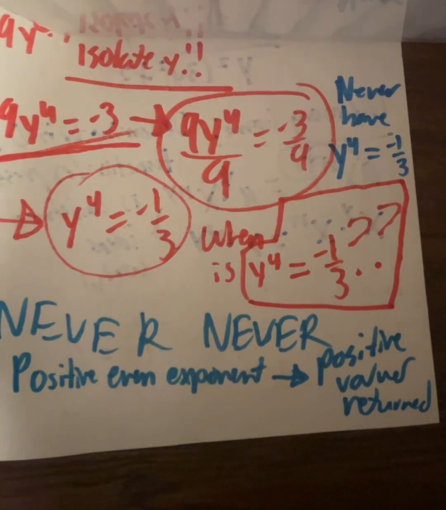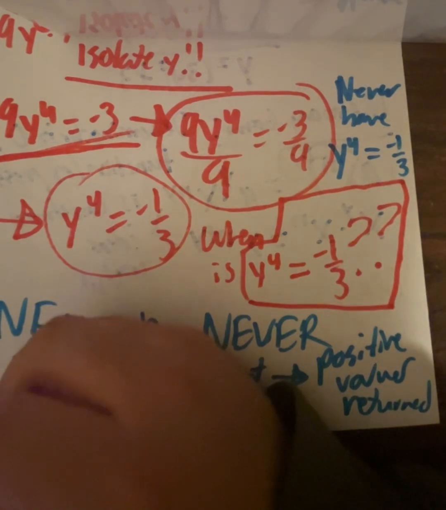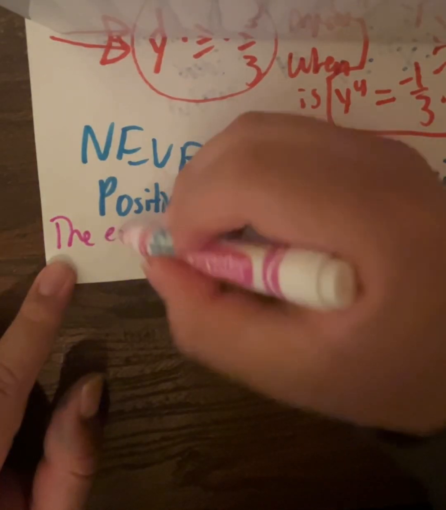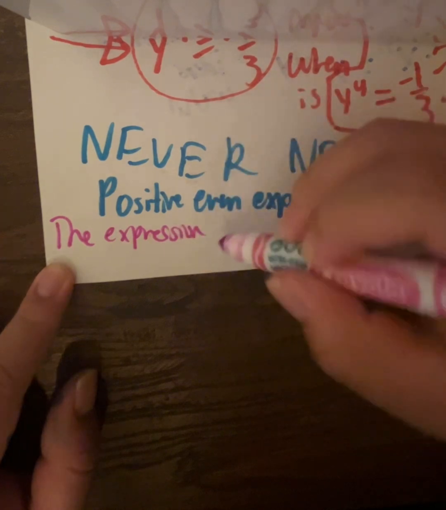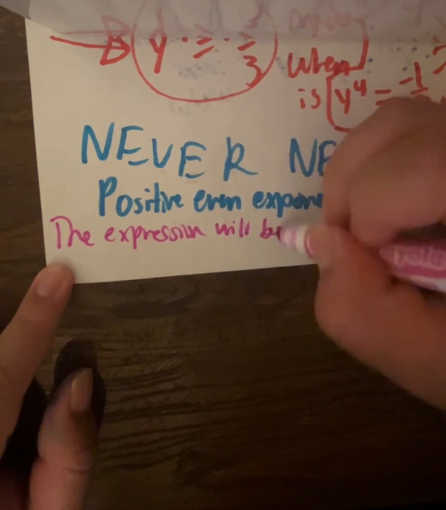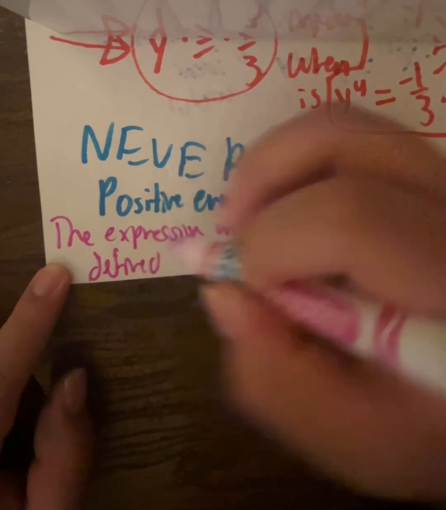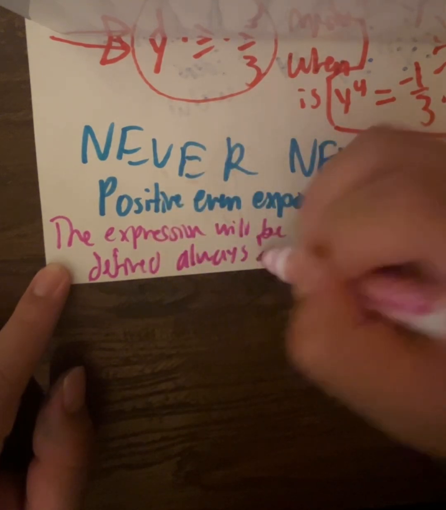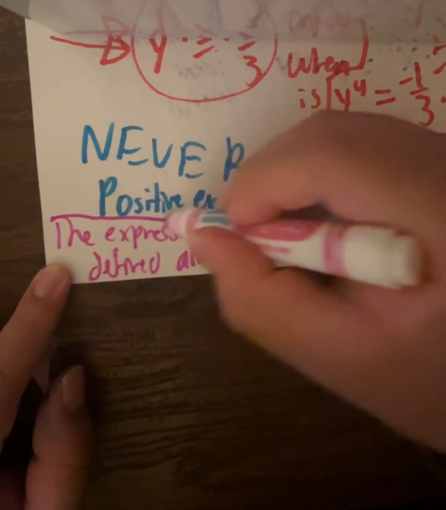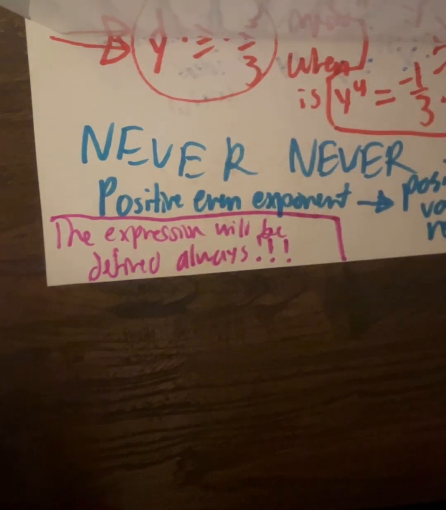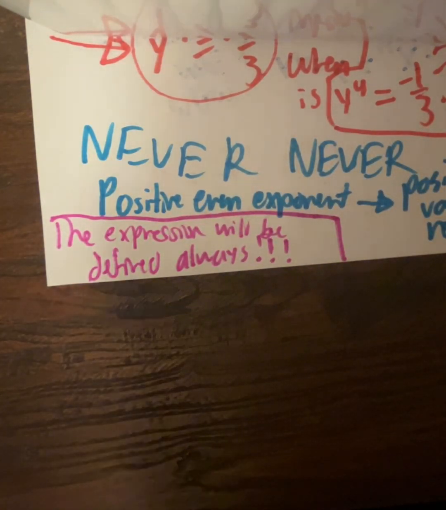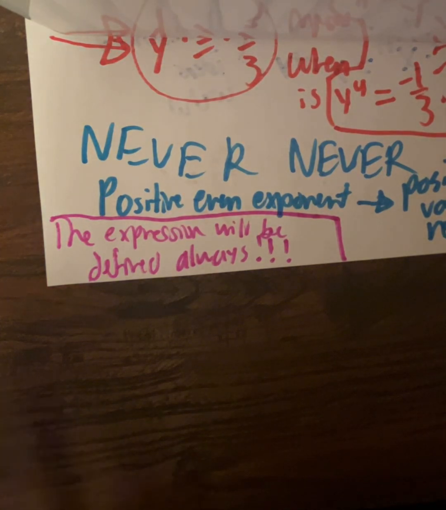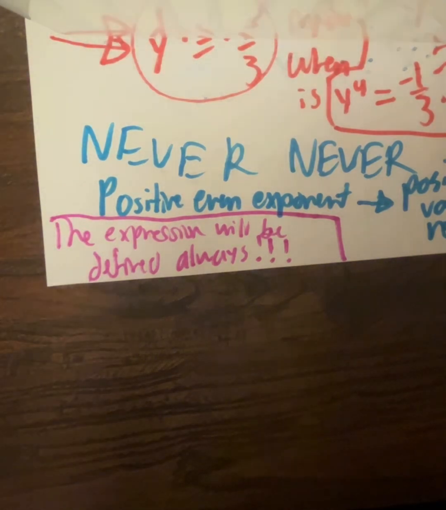So since our denominator will never be 0, we can conclude that the expression will always be defined. So there are no values that can make the expression not exist. The expression will always be defined, especially since we haven't added any additional information.